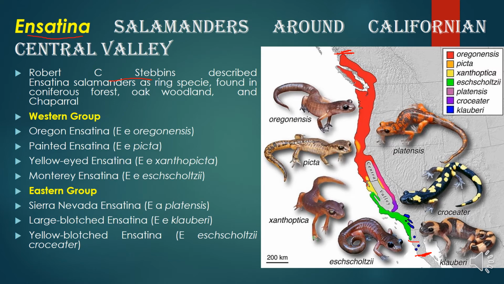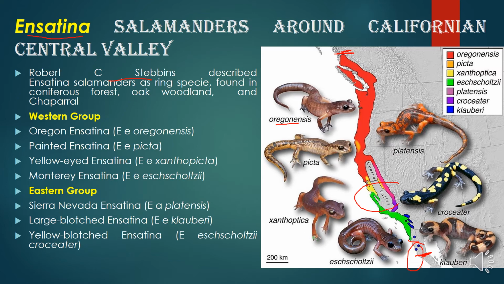It begins here with Ensatina oregonensis, which is living in the coniferous region, to the central region, like here. In the central region we are seeing oak woodland, and to the very south we are seeing the chaparral type of forest. So there is a wide range of climatic condition, a wide range of habitat, so far as the Ensatina salamanders are concerned.